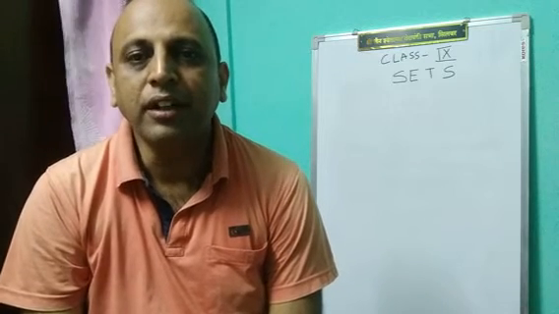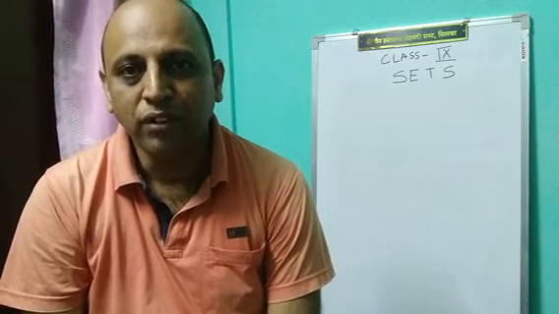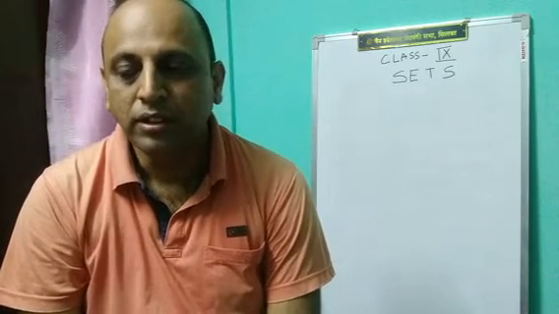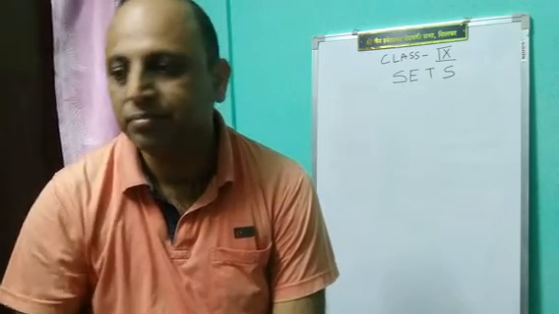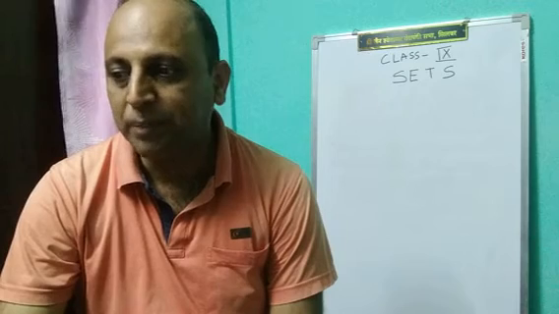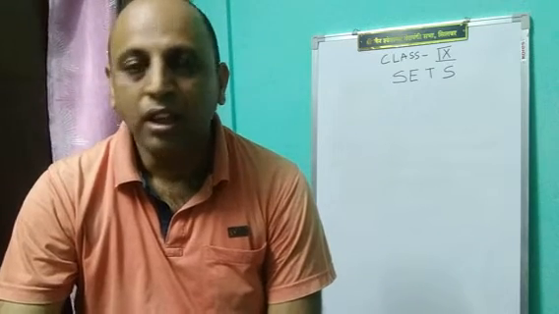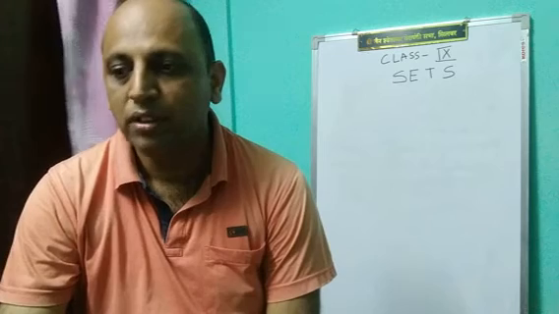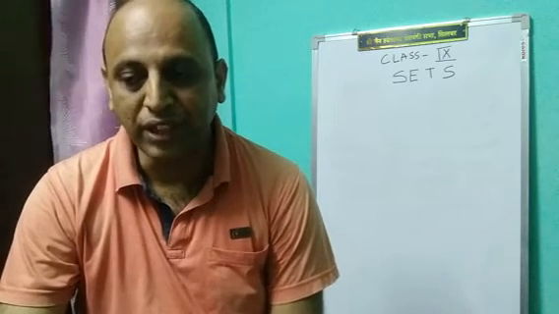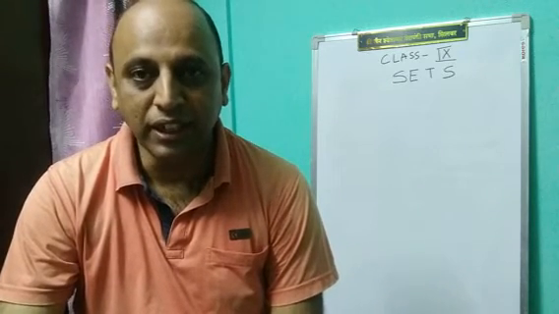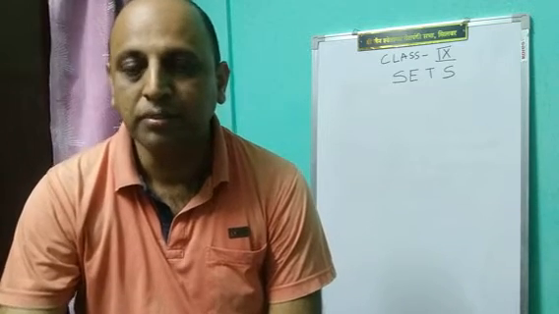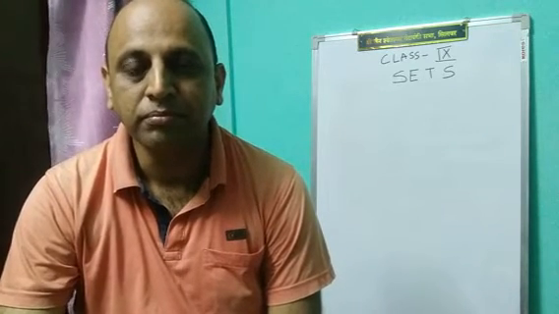Today we shall be learning chapter 1 of class 9 maths book. Name of the chapter is sets. Let us take a few examples which we come across in our daily life. For example, days of a week, months in a year, planets in our solar system.